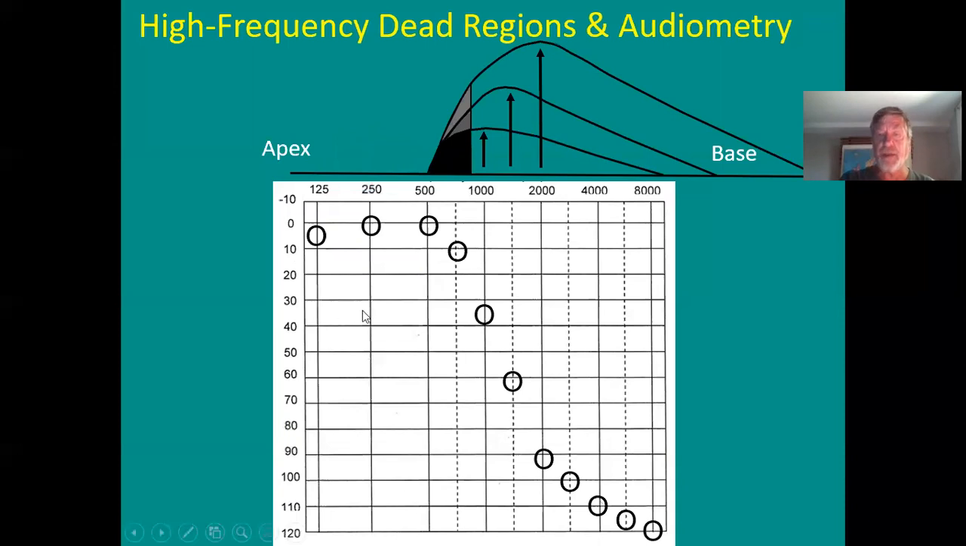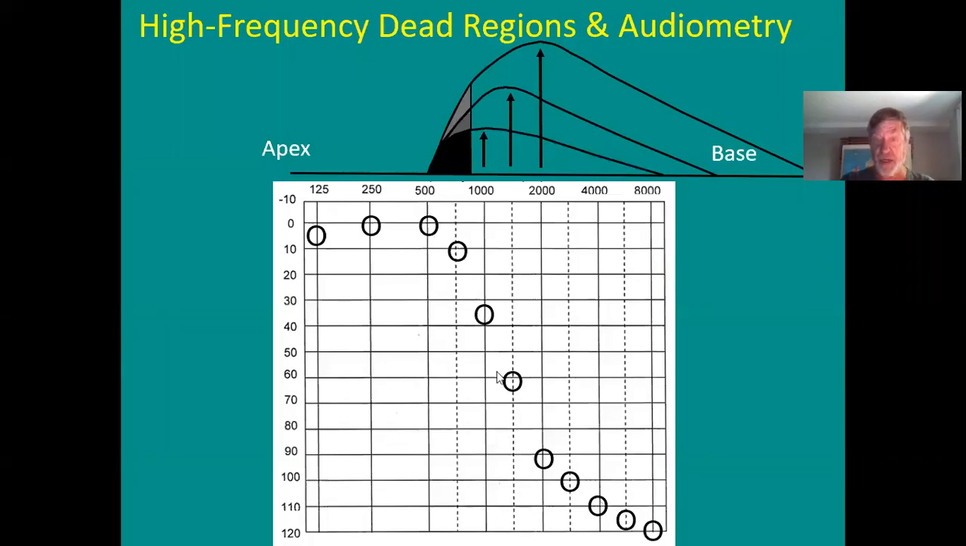Let's say, and I'll stop sharing now to give you the example. Let's say someone came into your room at night and put you out with chloroform and killed off every hair cell representing above 1,000 hertz. Left the low frequency hair cells alone. Just left them alone, but killed off all the high frequencies above 1,000 hertz. You'd have a high frequency dead region. And if that were the case, your hearing loss would go down, down, down, down, down.